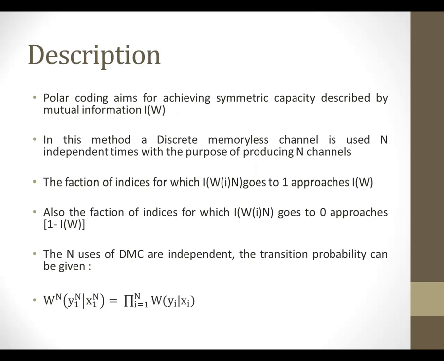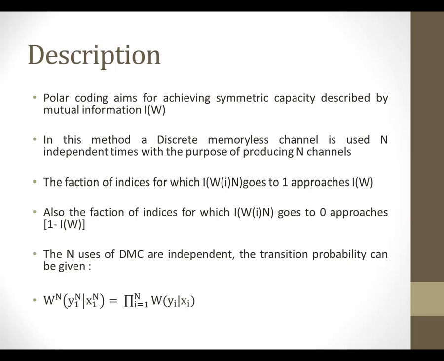Polar coding is a coding method that aims at achieving the symmetric capacity described by the mutual information I(W). Symmetric capacity is the maximum capacity that can theoretically be achieved over a channel, and mainly it's achieved whenever the probability of the input is equal.